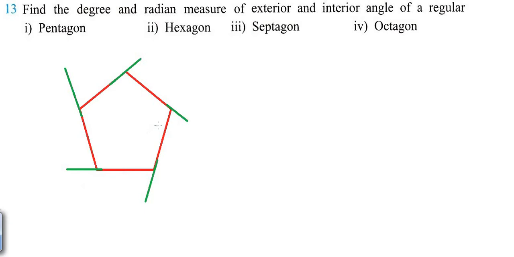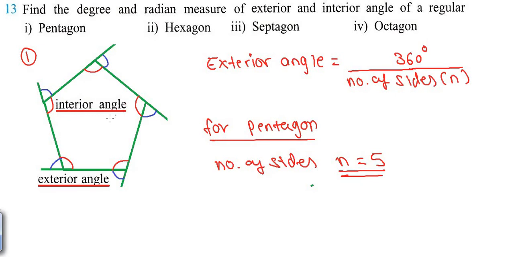Find the degree and radian measure of the exterior and interior angle of a regular pentagon. Now first I will explain how to calculate the interior and exterior angle, and then we'll go for the geometrical figures like pentagon, hexagon, septagon and octagon. Okay, as is clear from the diagram, the interior angle is marked by red color. This is the interior angle, and the exterior angle is marked by blue color.